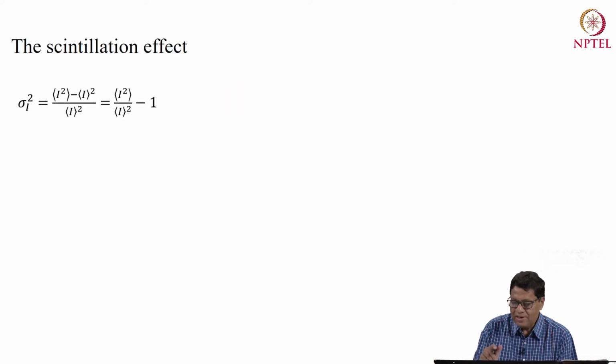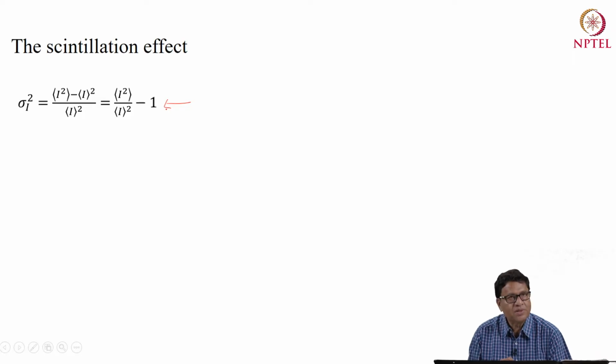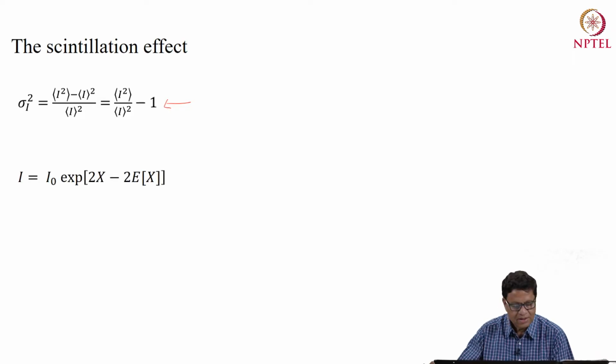So the scintillation index, the whole thing is defined by the scintillation index, which is the average of irradiance square, minus the average of irradiance, squared, divided by the average of I, squared. So this can be written in this fashion. So this is how scintillation index is defined.